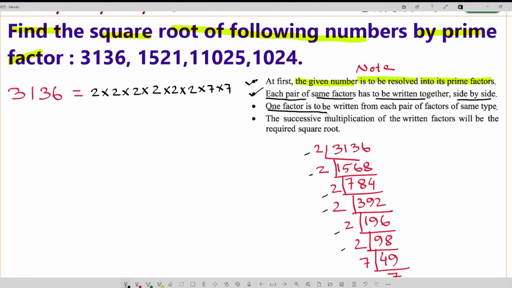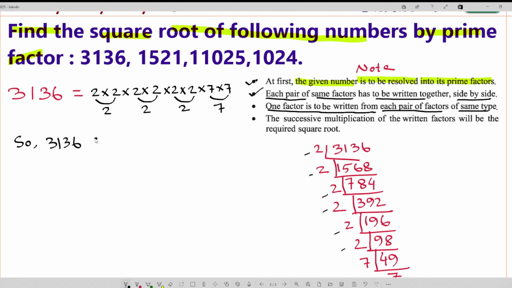One factor is to be written from each pair of the factors of the same type. So this one is one pair, we count 1. Here is one pair, we count 1. It means here is 2 and 2, we get only 2. So for each pair we count 1, and here we will get 2, 2, 2 and 7. Now the successive multiplication of the written factors will be the required root.